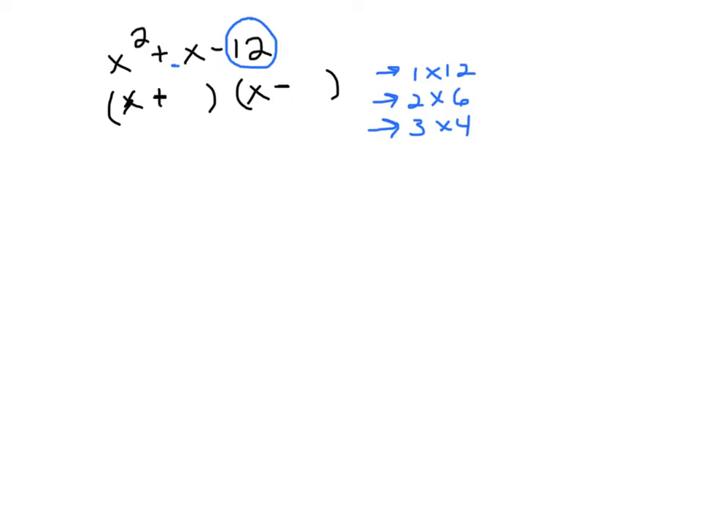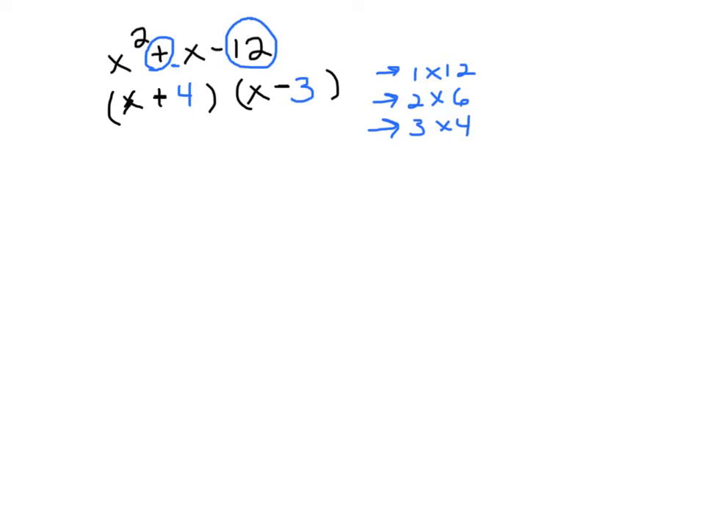So now the 3 and the 4 need to go in there. But the question is, where does the 3 go and where does the 4 go? Since this is a plus, I want to get a positive 1. In order to get a positive 1, I'm going to have to put the bigger number, the 4, with the positive, and the smaller number with the negative. And this factors down to x plus 4 times x minus 3.